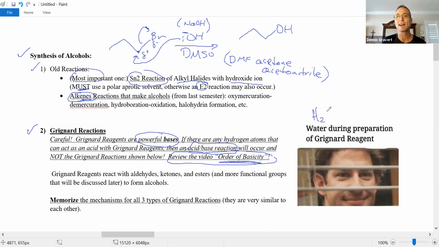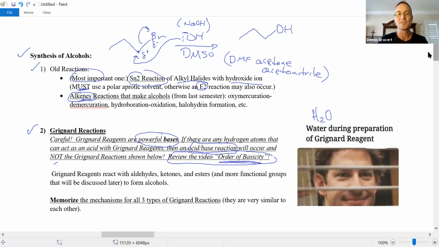Water is a weak acid, but towards a very powerful Grignard reagent, it's a very efficient acid, because Grignard reagents are just so darn powerful. Strong bases. One of the most powerful bases we know of. Okay, enough warning. Get on to the good stuff.